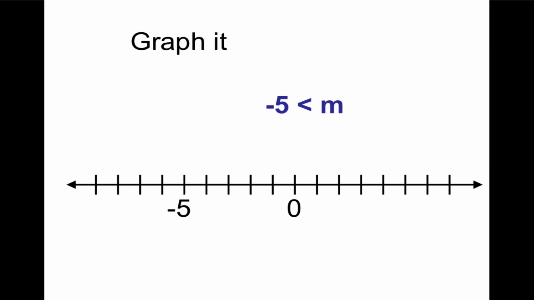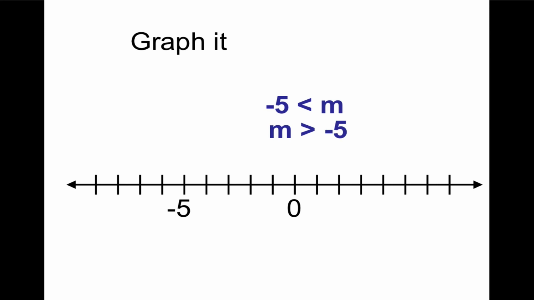Before graphing, I usually like to turn these around because it's easiest to draw the arrow when the variable is on the left-hand side. So flipping this around, remember the direction or the sense of the inequality symbol will also flip around so that the alligator still wants to eat the m, or the small side is still facing the negative 5. We end up with m is greater than negative 5.